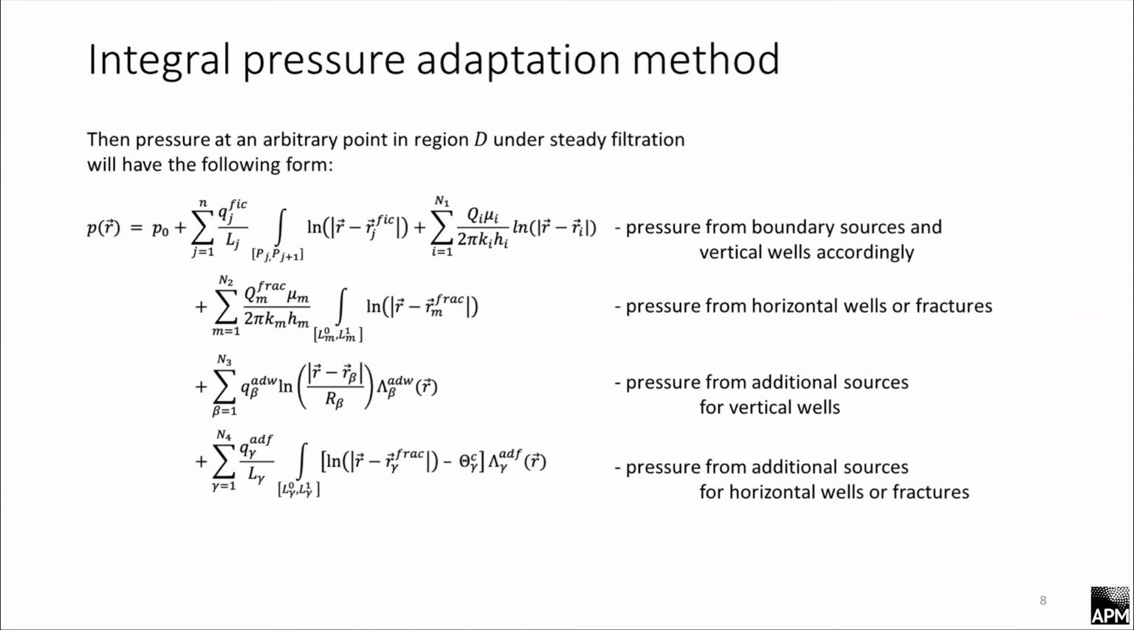So we have the changed form of the pressure at an arbitrary point in the region, where we have additional pressure from these sources for vertical wells and horizontal wells. The next slide.